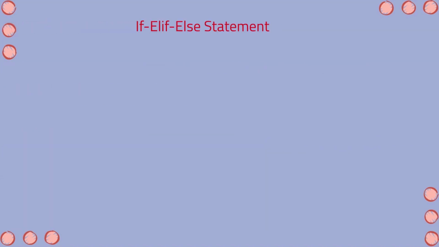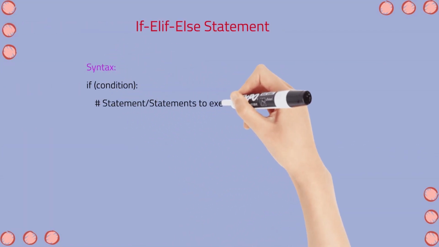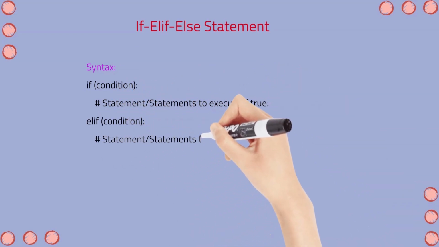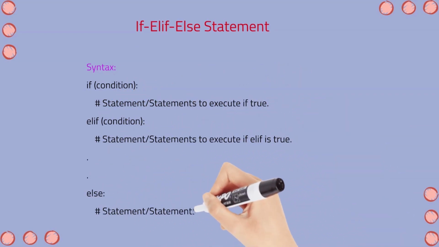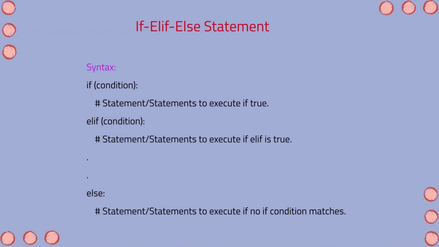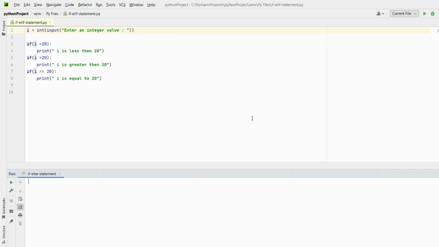Syntax: if, with the condition in braces, and then the set of statements to be executed when the if statement is evaluated to be true. It is followed by one or more elif blocks with different conditions, and at last we have the else block, with a set of statements to be executed only when all the above if blocks are evaluated to be false. Let's discuss the if-else statement using a program.